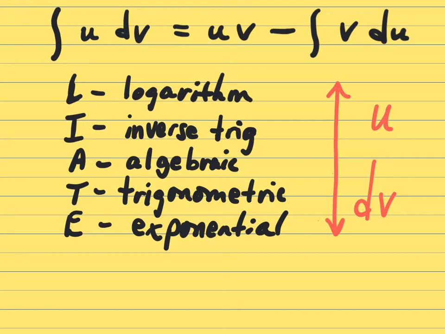So let's hop into an example, and you'll see how this hierarchy works, what you assign as u, what you assign as dv. These can be pretty long, so this will be a longer video than the first one. But I'm going to jump into an example and try to go slow. Of course, email me with questions as you have them. And so here we go.